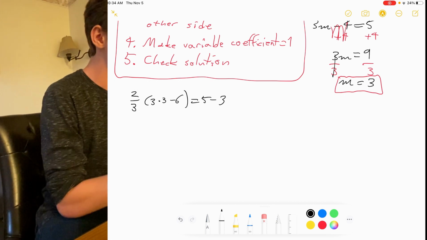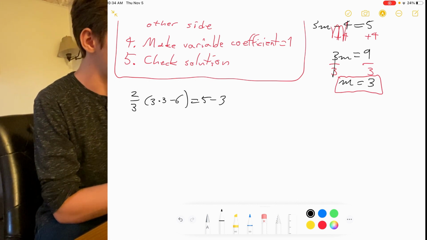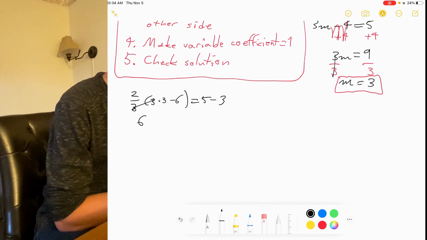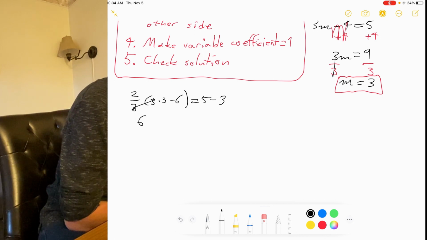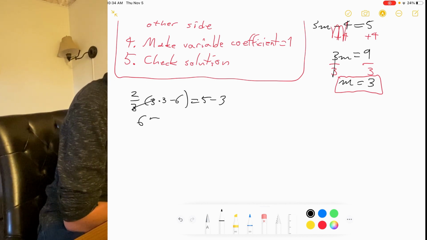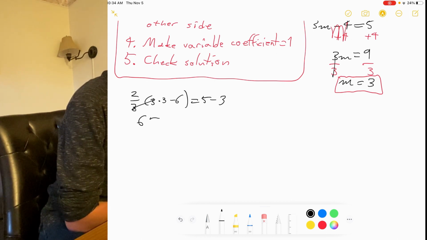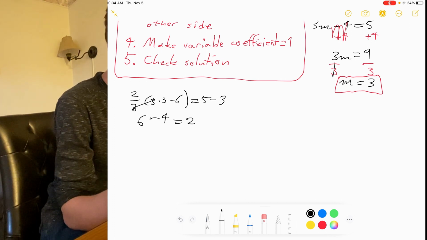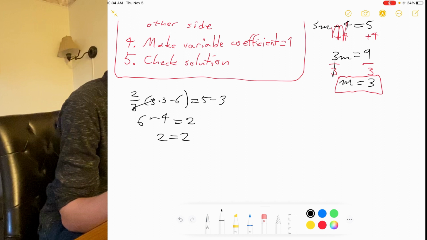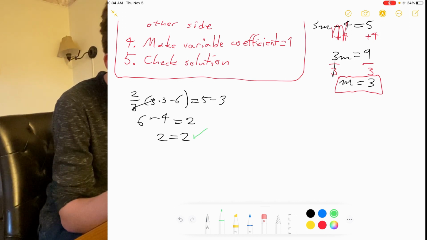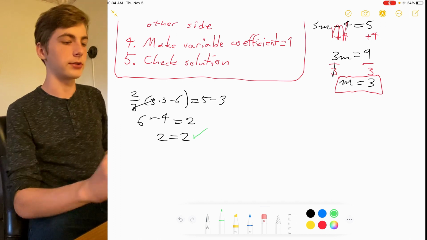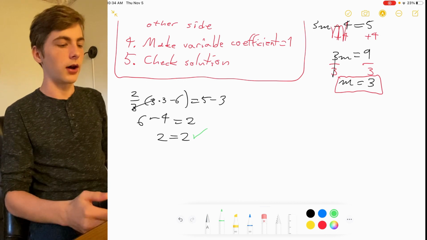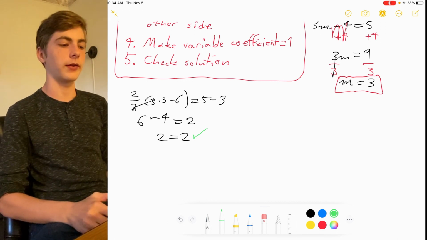So 2/3 times 3 is going to be, these are going to cancel. So 2 times 3 is just going to be 6. And then we're subtracting 2/3 times 6. The 6 and the 3 make a 2, right? So that's going to be a 4. So 6 minus 4 is going to equal 5 minus 3 is just 2. 6 minus 4 is also 2. So 2 equals 2. And that is correct. So that means we did get the right answer. A really nice thing about equations is you can actually find out for yourself if you got the right answer. You don't have to leave it up to chance.